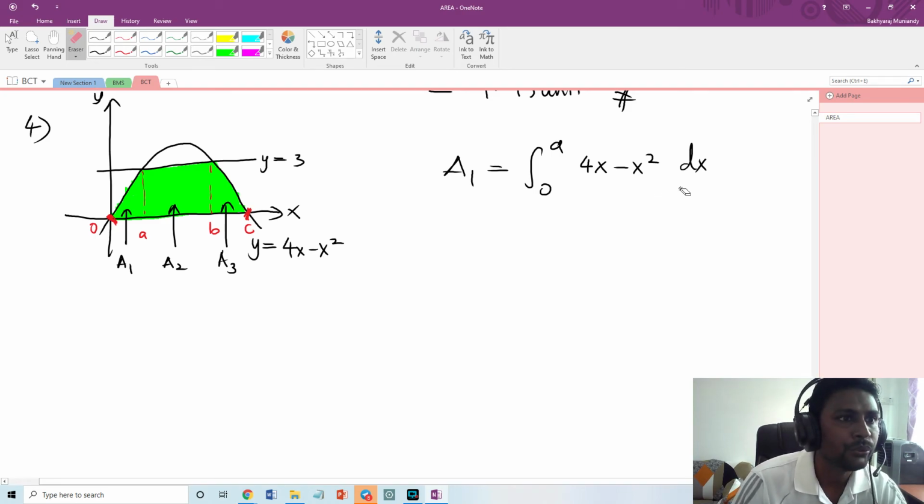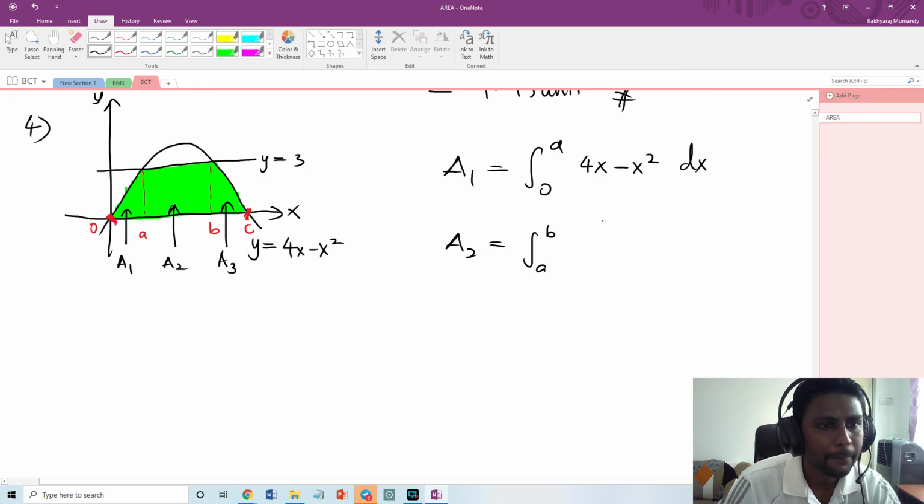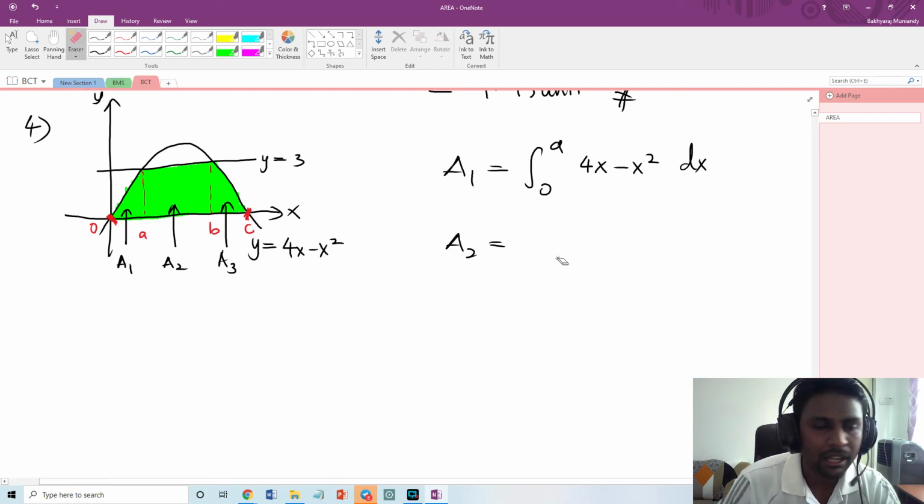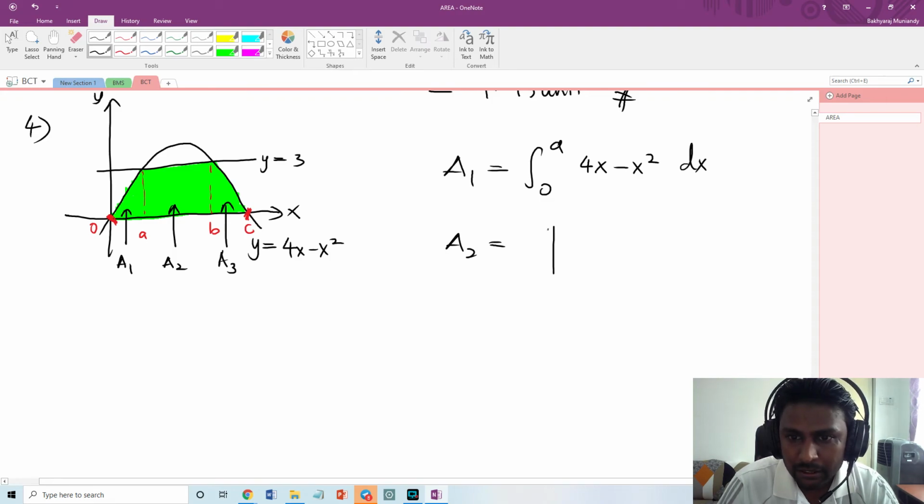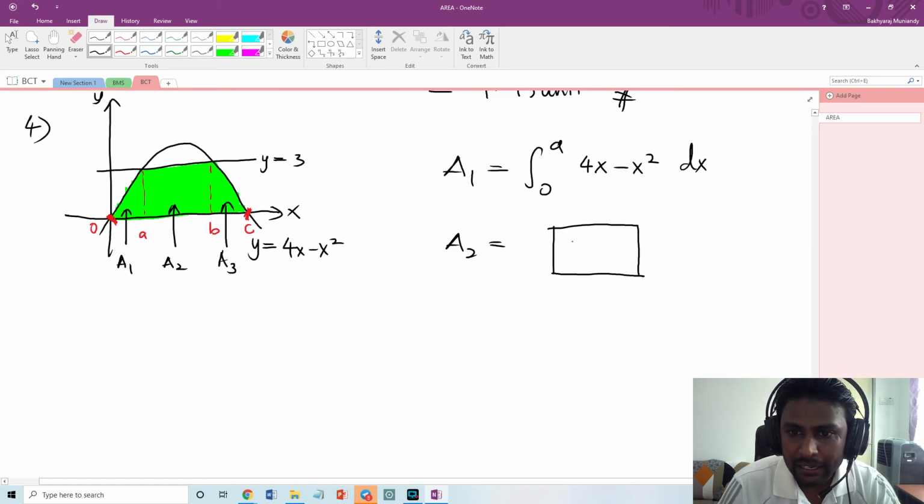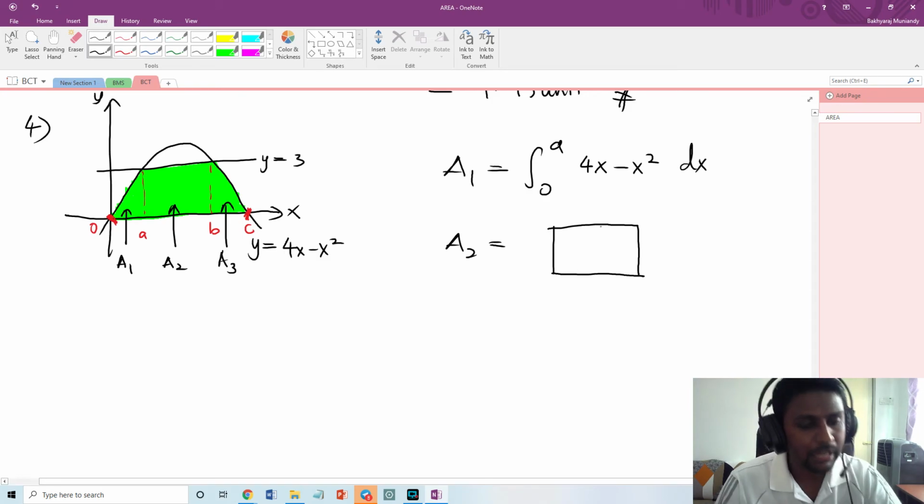Okay, how to find area 2? The limit is AB, correct. For this one, I don't want to use a limit. Look at AB, look at this A2. A2 looks like this, right? Meaning that this becomes a rectangle. We have to find the area of the rectangle.